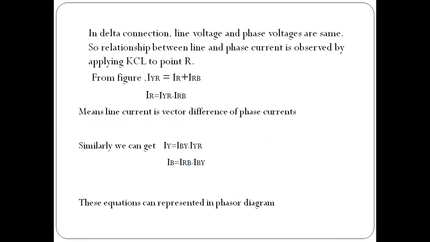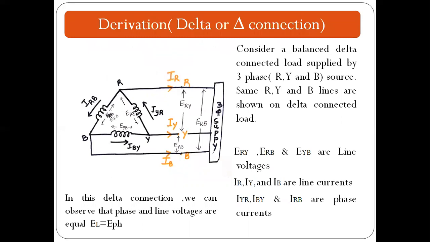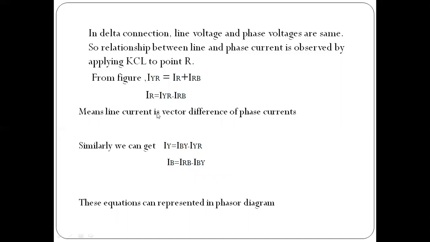So the relationship between line and phase current is observed by applying KCL to the point R. The voltages are the same, so we can build the relation with the help of currents only. Apply KCL to this point R. What is the KCL? The current entering the point is equal to the current leaving the point in a closed path. At point R, current IR is leaving and IRB is leaving, IYR is entering. So IYR is equal to IR plus IRB, so IR is equal to IYR minus IRB.